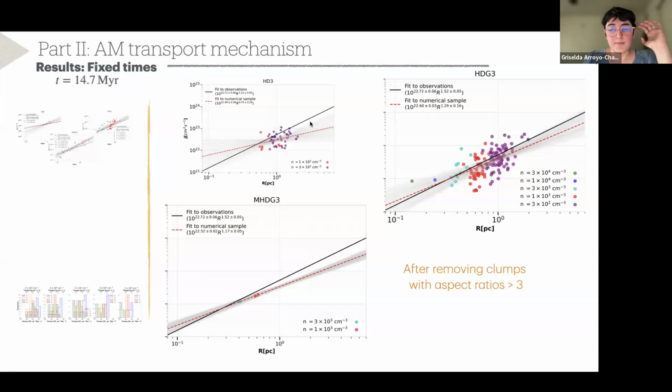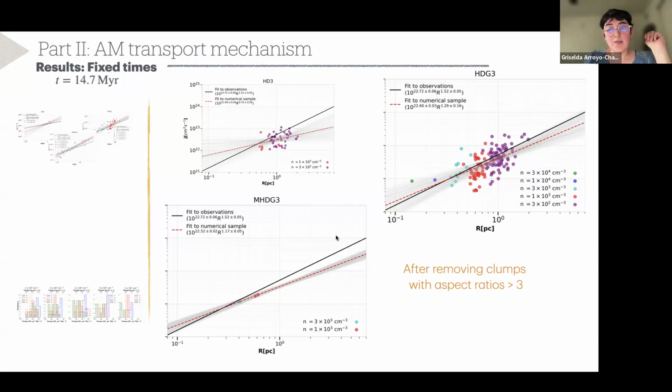So in the first case, in the simulation with just turbulence, there are not too many elongated structures. I remove a few of them, but essentially no. And the rest are kind of close to the observational trend. What is interesting in the simulation with gravity and turbulence, the HDG3, is that we now closely reproduce observational trends, and those structures that were located around this region are not there. So essentially, if we remove elongated structures, we recover more closely the observational trend.